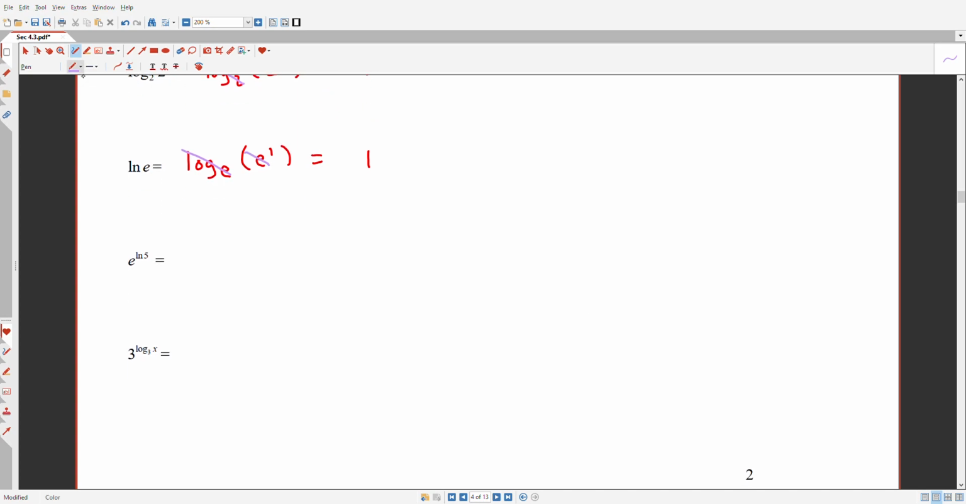How about e to the natural log of 5? If you want to write this, just to remind yourself how it works, that's e, and you're plugging into the e function its inverse. The natural log is the log base e, the inverse. So these two pieces cancel, and once again, you're left with the number 5.